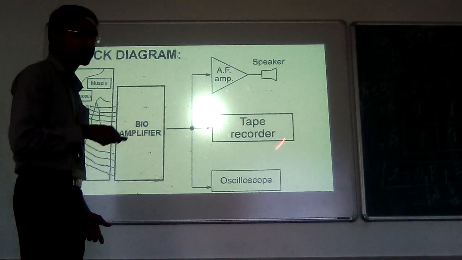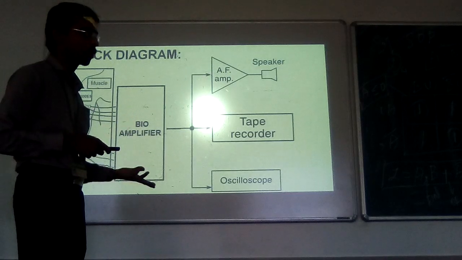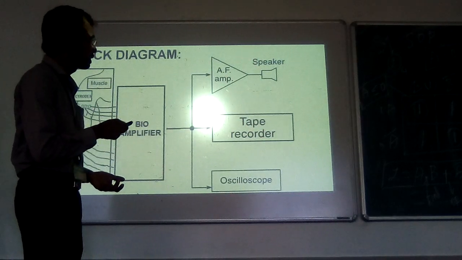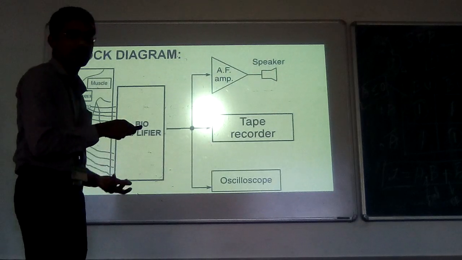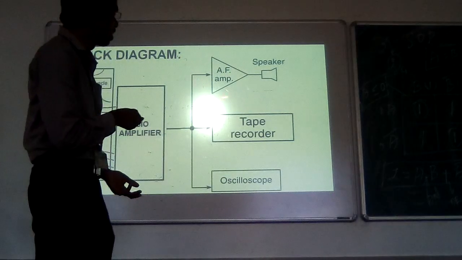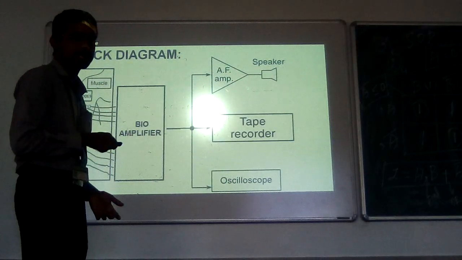So you can listen to what is happening when the muscle expands and contracts. That is why we have an audio amplifier and a speaker. Why an audio amplifier? Because it needs to drive the speaker, right? The speaker might be 8 ohms or 16 ohms. It's a loudspeaker, so you need to have an audio amplifier. So that is as simple as that.